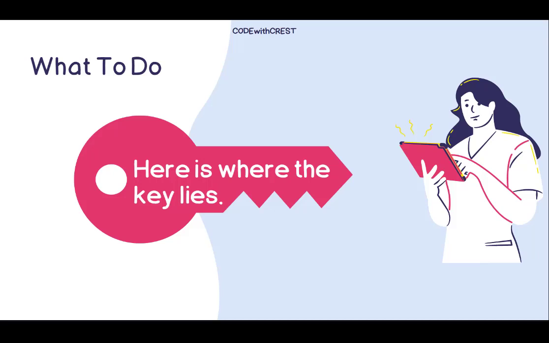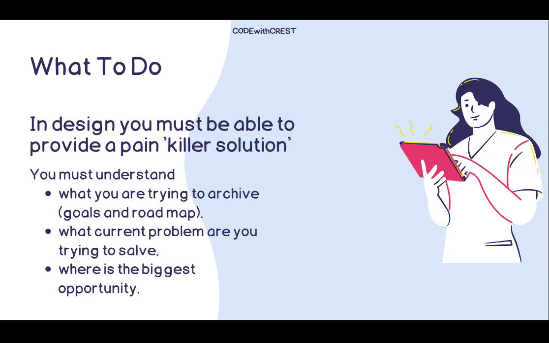Talking about the second point under the basic principles of psychology, we have the principle of what to do. Here is where the key lies. In design, you must be able to provide a painkiller solution. Most of you will not understand what we mean by painkiller solution, but you must understand what you are trying to achieve. That is the goal and the roadmap. If you are trying to enter into a deep design of a specific niche, you have to understand the goals of what you want, and you also have to follow a specific roadmap.